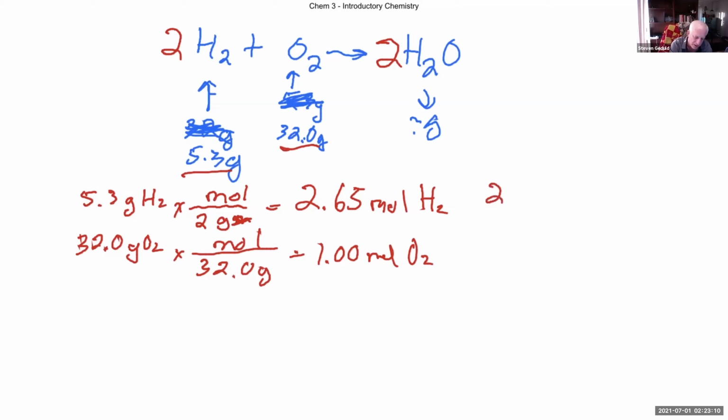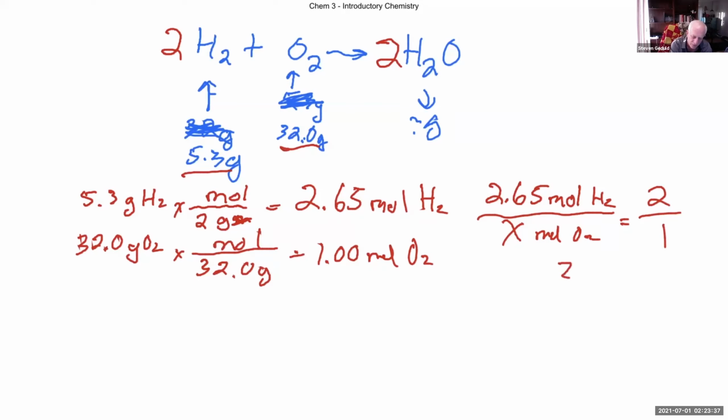So I got 2.65 moles of hydrogen, and I got X moles of oxygen. And the ratio is hydrogen to oxygen. Hydrogen is 2, oxygen is 1, right? From our chemical equation. So cross multiply. 2x equals 2.65. X equals 1.325, right?